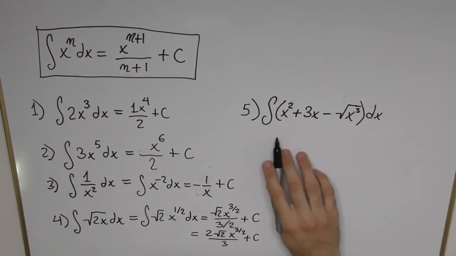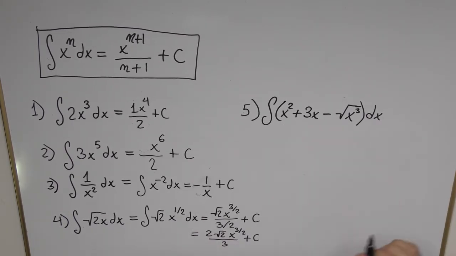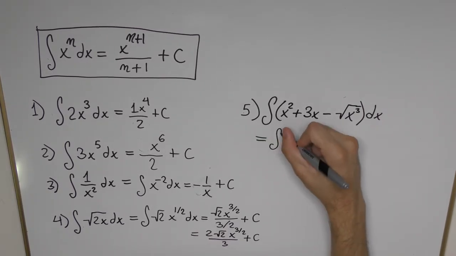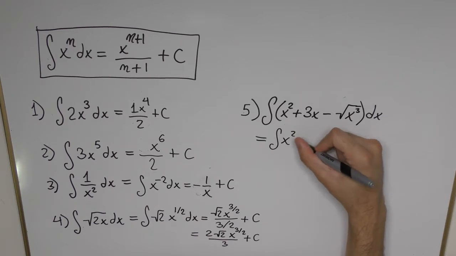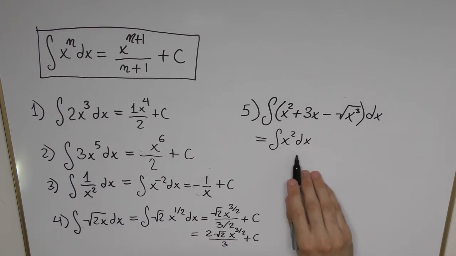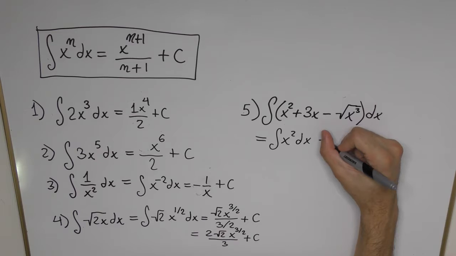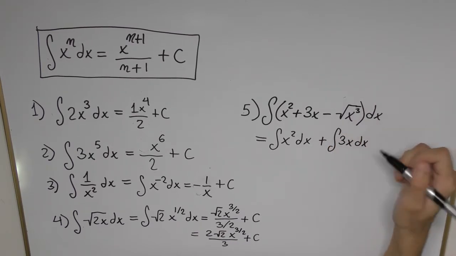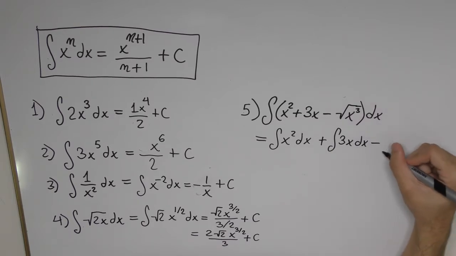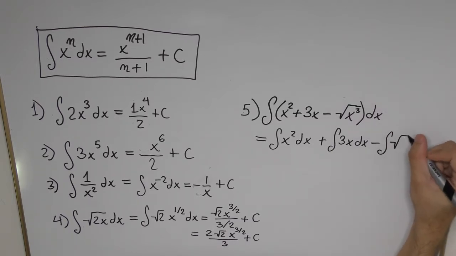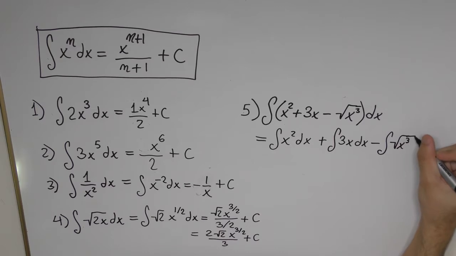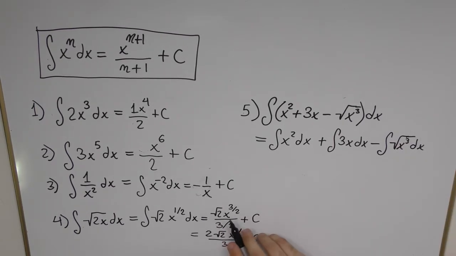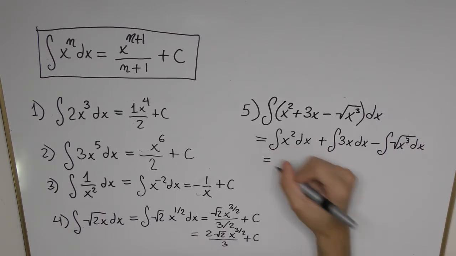Now we're going to apply the integral to each of these functions individually. So just to simplify things a little bit, let me just rewrite this as three separate terms. So we're going to start off with the integral of x squared dx. Then we're going to have the integral 3x dx. And lastly, we're going to have minus the integral of the square root of x cubed dx.